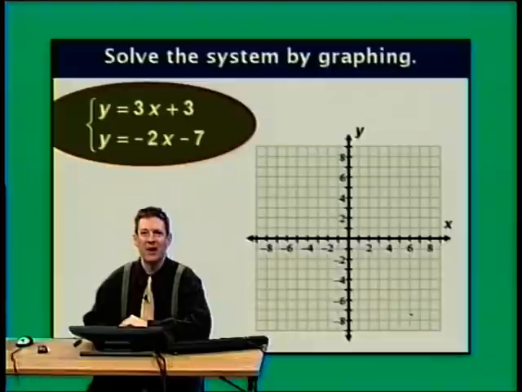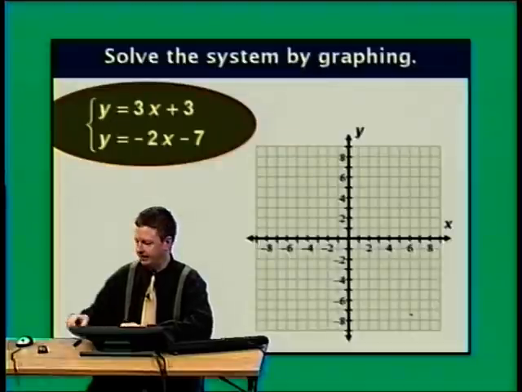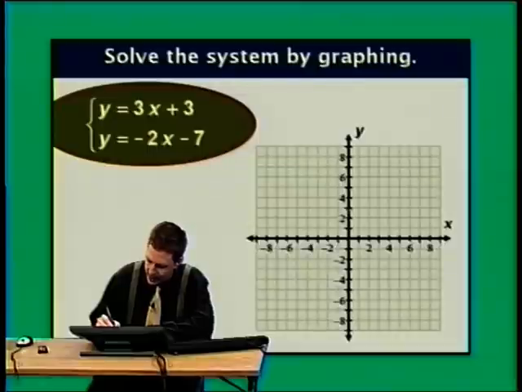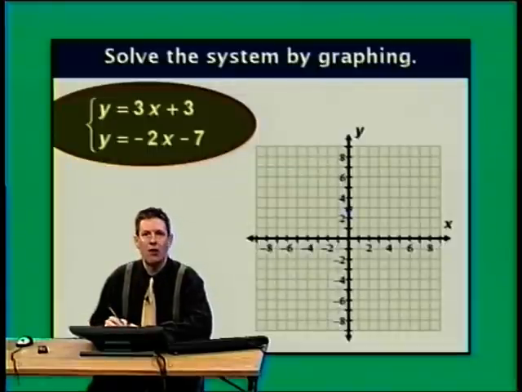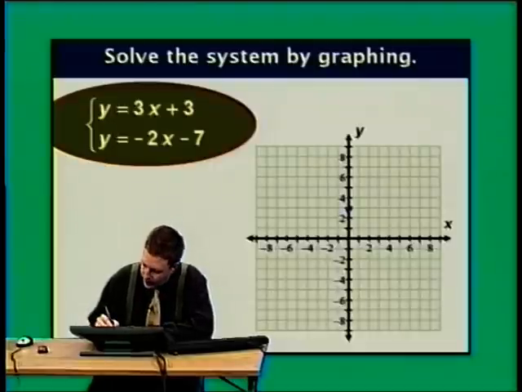Okay, there's one more system question to solve in our practice final. This one they asked us to solve by graphing. Lucky for us, they gave us the equation in slope-intercept form, so we should be able to get these graphs pretty quickly. In the first equation, the y-intercept is the point 0, 3, and the slope is 3, so I can get other points on the line by using rise 3, run 1, up 3, right 1, up 3, right 1.